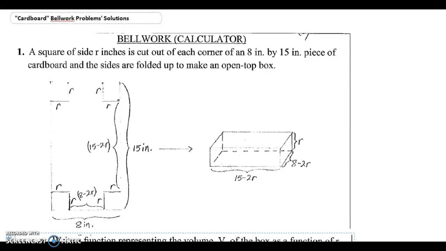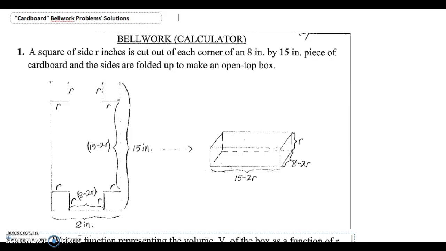In this video, we're going to take a look at the solutions to the quote-unquote cardboard Bellwork problems. So we have two problems here we're working with. One of them is one that should be pretty familiar to you, and that's number one here. A square of side r inches is cut out of each corner of an 8-inch by 15-inch piece of cardboard, and the sides are folded up to make an open top box.